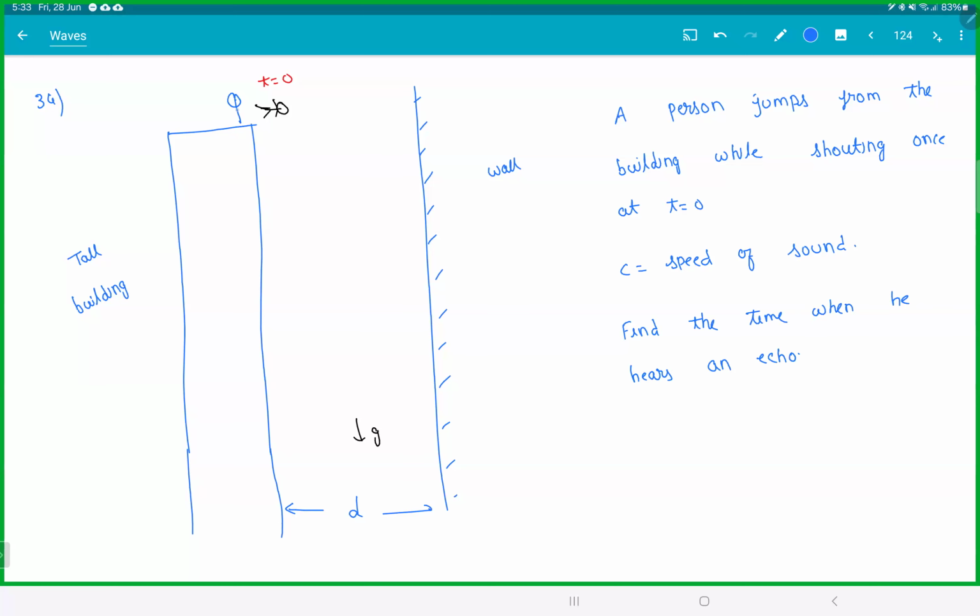Now see, if he was just standing here and he shouts, the sound will go like this, hit the wall and come back, isn't it? But when he is jumping, that sound wave won't come only. Now how will that sound travel? When you shout, it doesn't go in one direction, it is going in all directions, isn't it? So as this person is falling, the sound which got reflected somewhere here travels this way, gets reflected and comes here, and it meets him. So the reflected sound from the wall will meet him after some time. Find the time when he hears an echo. I can even ask this thing, find the condition if he doesn't hear an echo.